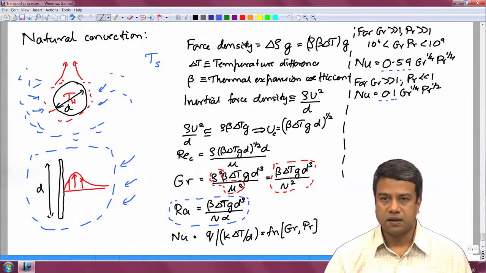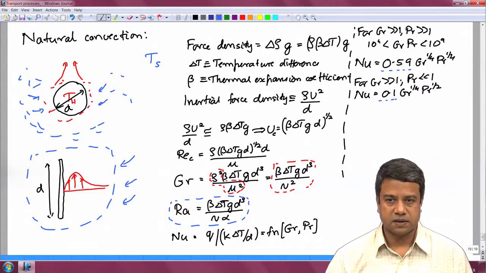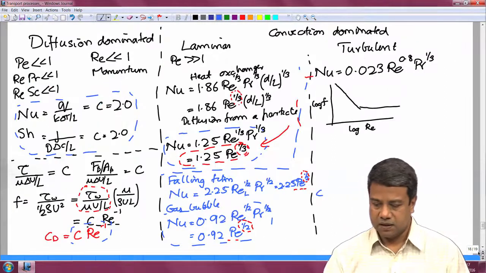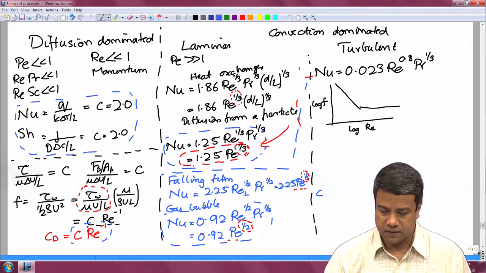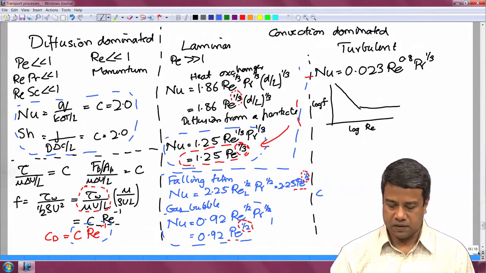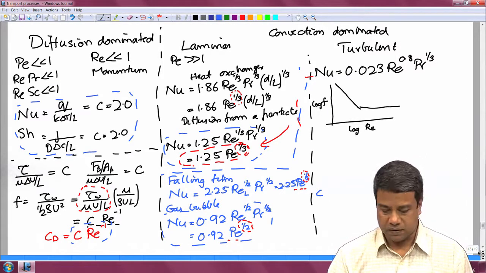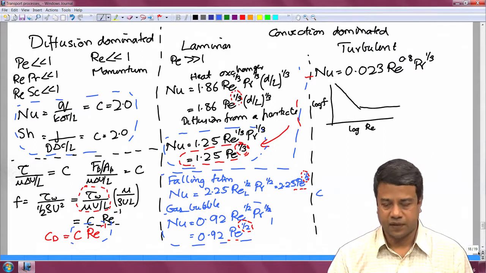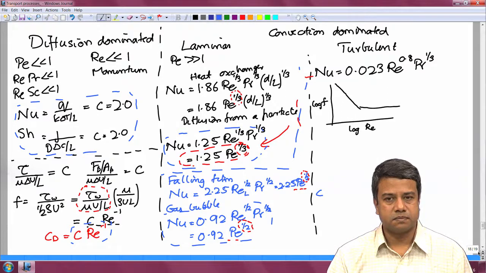How do we get these correlations, as well as all those other correlations that we have seen in forced convection problems? The heat exchanger problem, the flow from the mass transfer from a particle, the momentum transfer correlations, the drag coefficient, the friction factor and so on. How do we derive these? That will be the subject of this course.